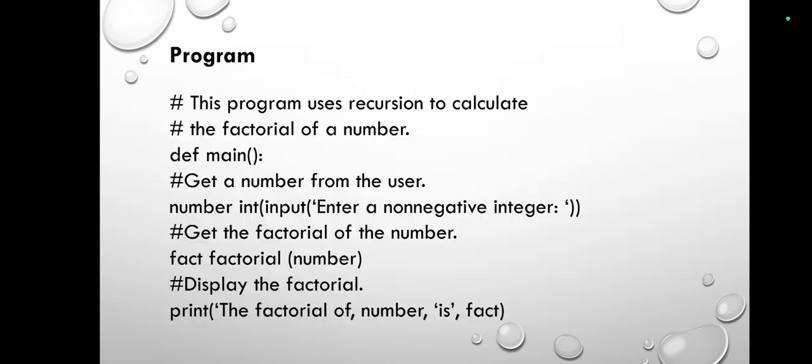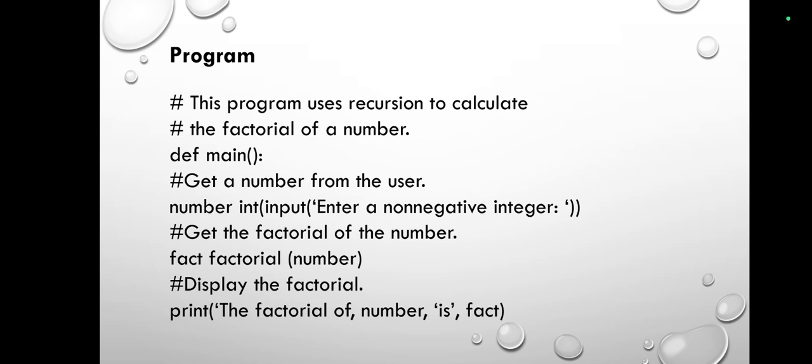Next, an example program. This program uses recursion to calculate the factorial of a number. It defines a main function. Inside the main function, it prompts the user to enter a non-negative integer. It then calculates the factorial of the entered number using a function called factorial and stores the result. Finally, it prints out the calculated factorial. The factorial function itself is defined below.